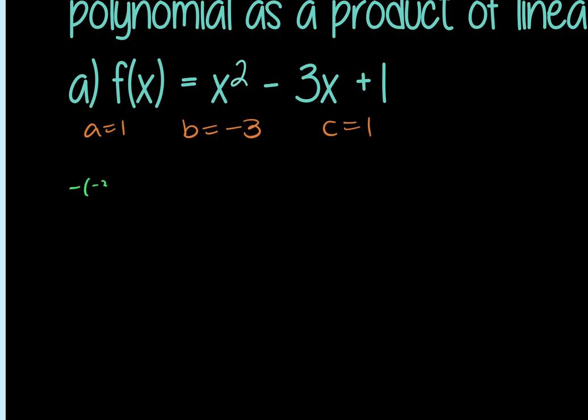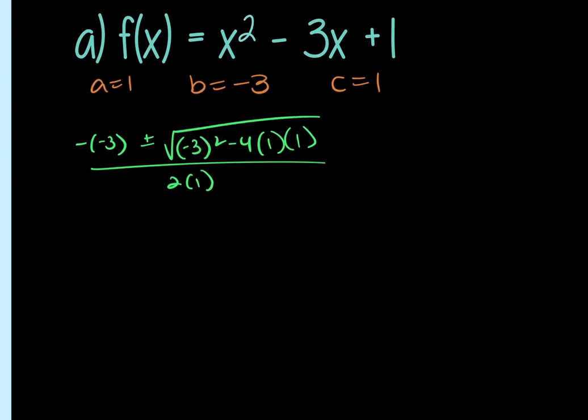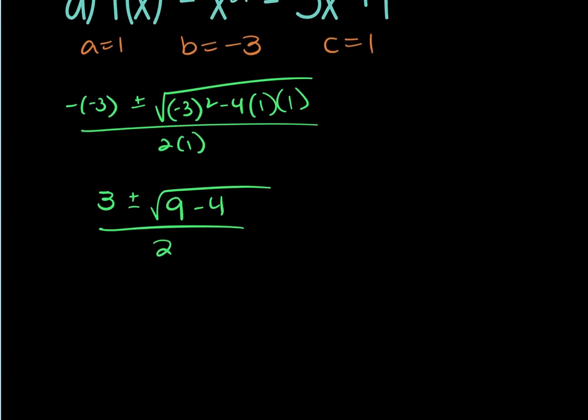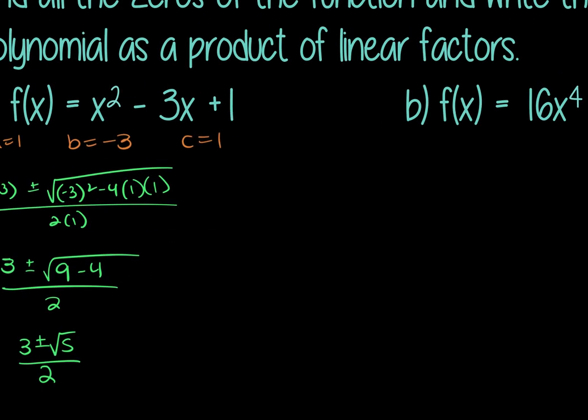So negative b plus and minus the square root of b squared minus 4 times a times c all over 2 times a. Negative 3 just becomes positive 3. Plus and minus the square root of 9 minus 4 over 2. 3 plus and minus the square root of 5 over 2. With me so far? Okay, those are my zeros, but it said write them as a product of linear factors.